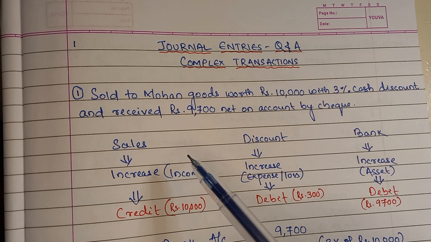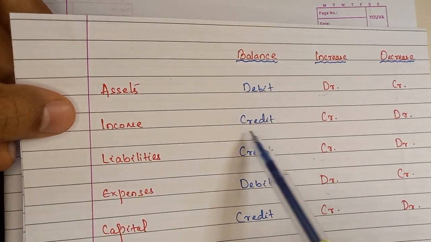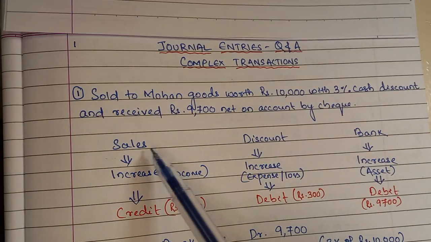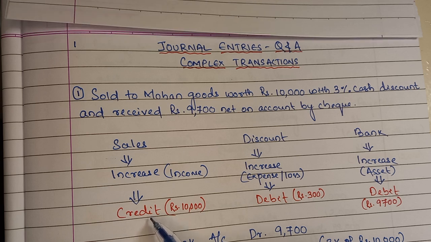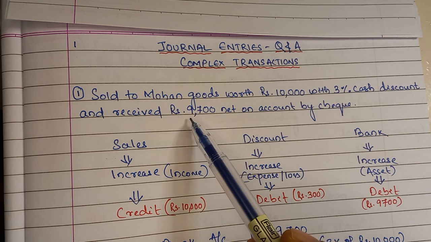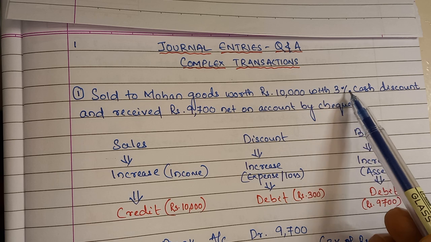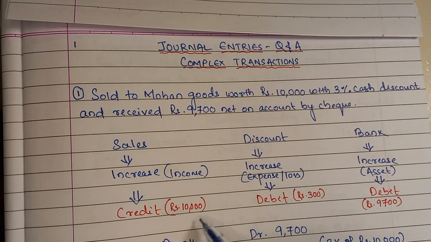Okay. So what is the thumb rule we have learned? Income is a credit balance. Any increase has to be credit. So sales is an income here. So increase, it is a credit, right? We have to make sales account credit. By what amount? 10,000 rupees. Even though we have received 9,700 from the customer, we have given a discount of 3%. But the sales is 10,000 rupees.